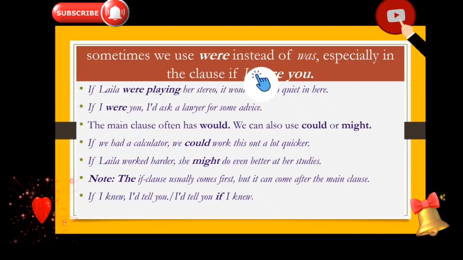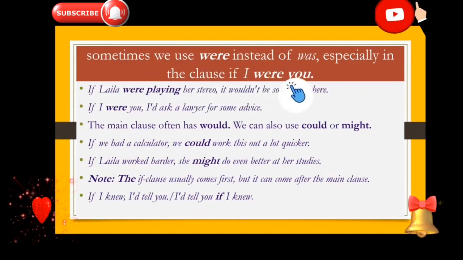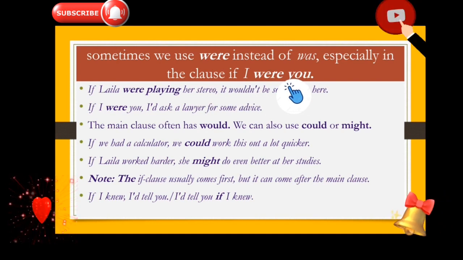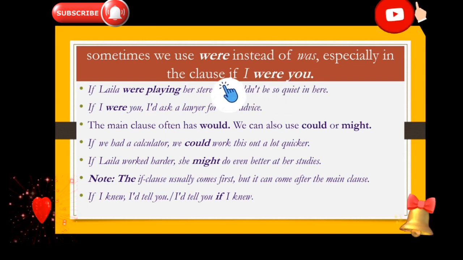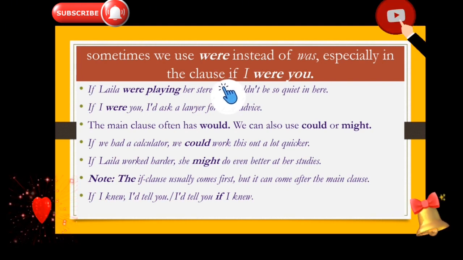Sometimes we use were instead of was, especially in the clause if I were you. So what is preferable to use in an unreal conditional clause, regardless of singular or plural subject? For example, we say if I were, or if he were, or if she were, or if they were, rather than if she was or if he was. Generally, when we make a statement, we say he was, or she was, or I was. But in an unreal conditional clause, we use were with all subjects, regardless of singular or plural.